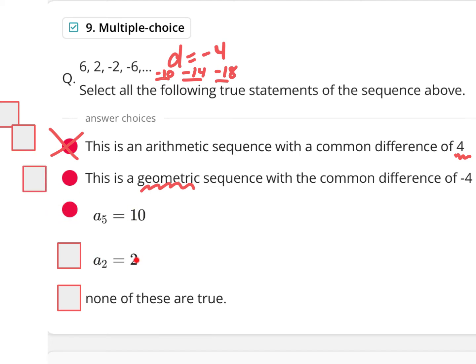How about this? A sub 2 is 2. Well, yeah, that's given to you. A sub 2 is simply the second number on the list. That is the number 2. That is a true statement. And of course, if that's true, that means that none of these are true is a false statement. This is the only true statement on this question.